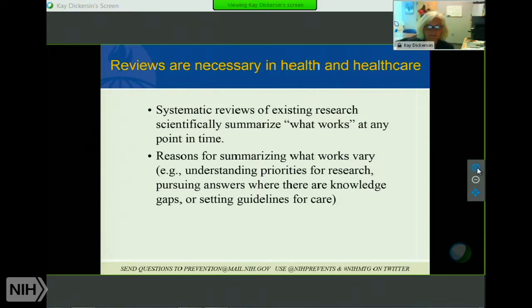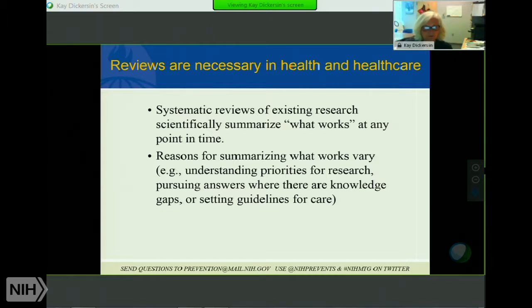So I'm most interested in what we call systematic reviews. That is, we want to summarize existing research and find out what works, what sort of interventions work, what's the etiology of a disease, what's the prognosis for patients, which diagnostic tests work best, et cetera. And essentially, one wants to summarize the data that are out there from research to try to make a judgment either about what research to do next, what our priorities should be, look where there are knowledge gaps, setting guidelines for care.